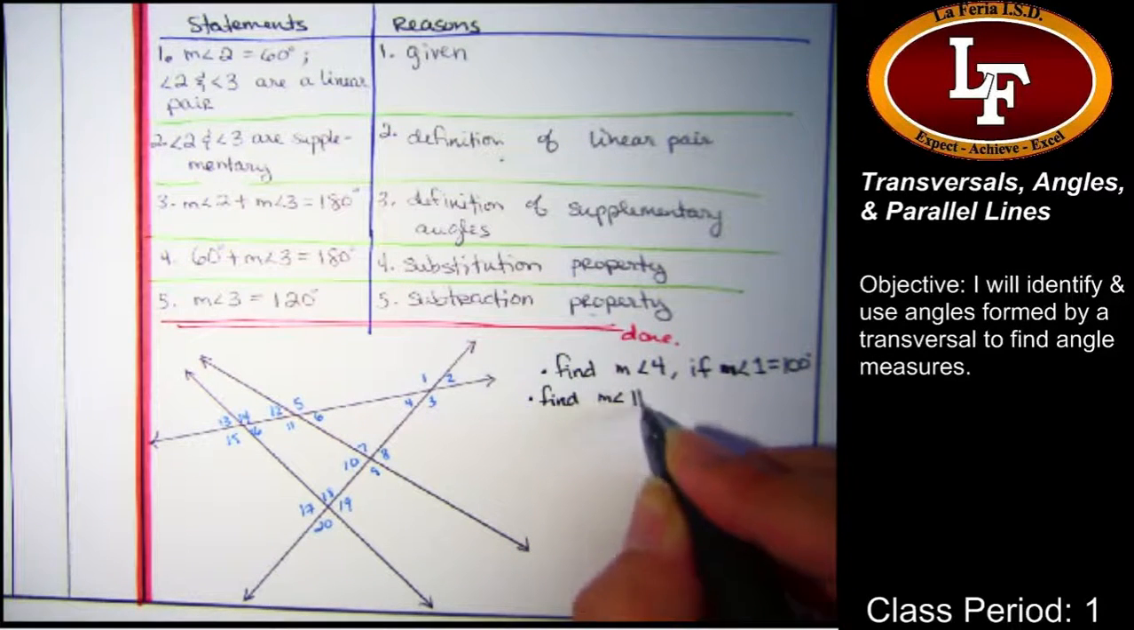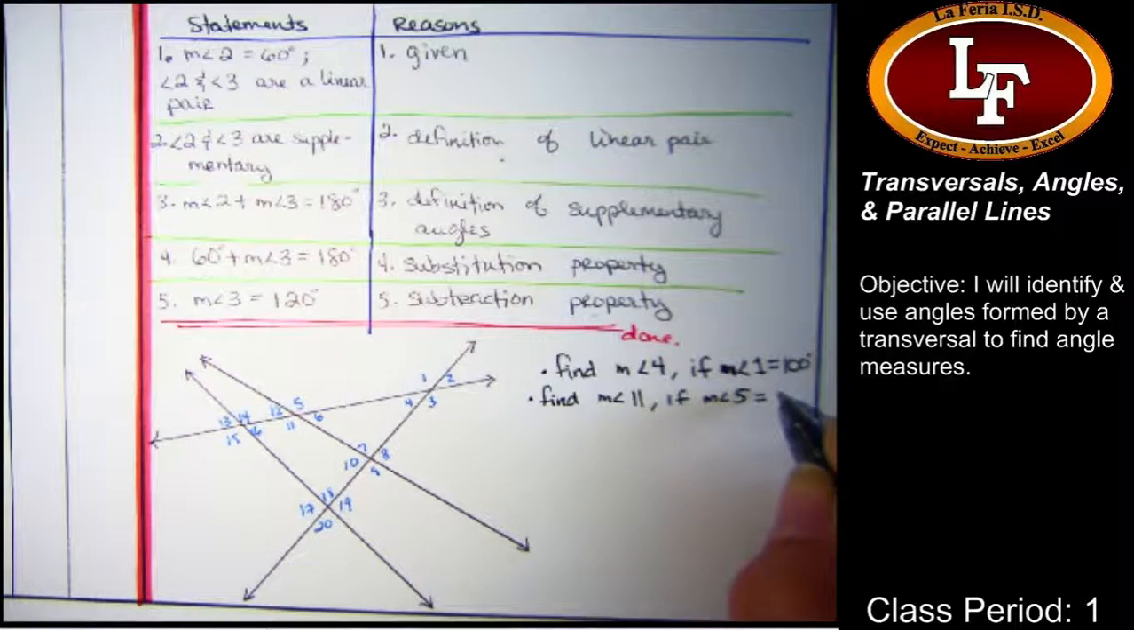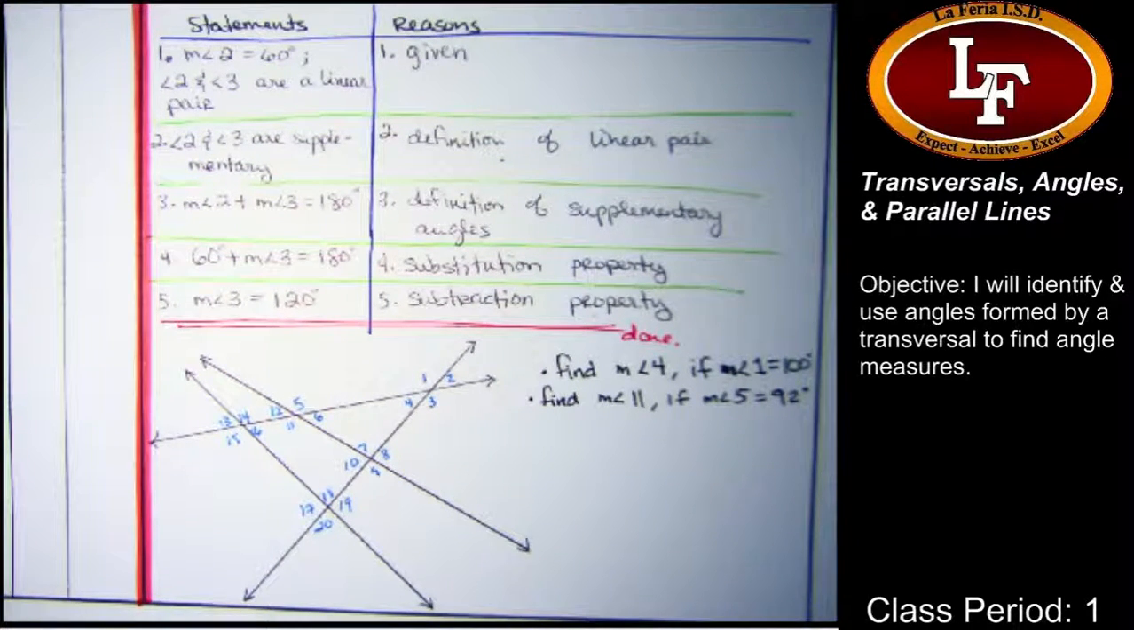Find the measure of angle 11 if the measure of angle 5 equals 92. I got it. What is it? 100. Where's angle 11? Where's angle 5? What's the relationship? They're not a linear pair because they don't sit on the same straight line. They're across each other. They're vertical. What do we know about the measures of vertical angles? Starts with a C.